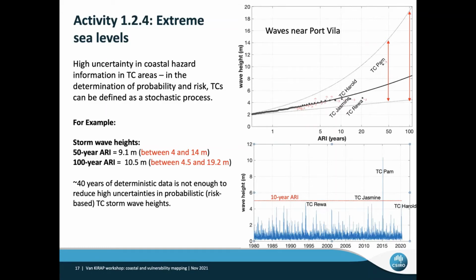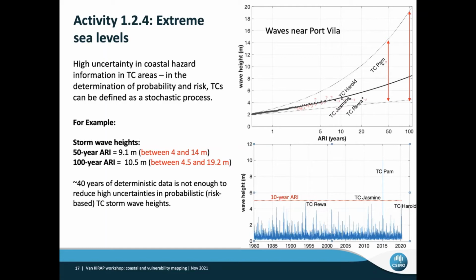So if you're considering port operations or coastal defenses, it's a bit less than optimal to have to design for some range between 4 and 14 meters, for instance. And so basically what this is telling us is that 40 years of deterministic data is actually not very good for estimating these design storm heights, these ARIs, without very high uncertainty.